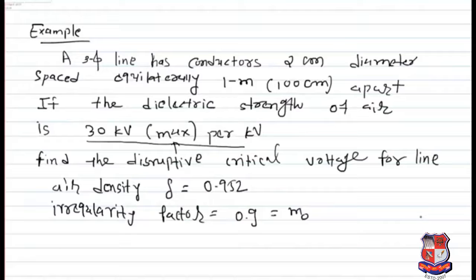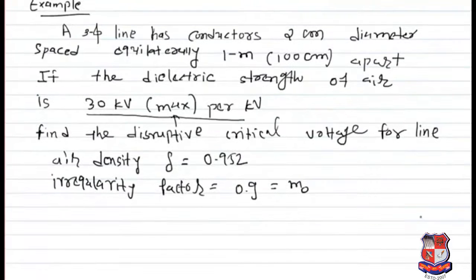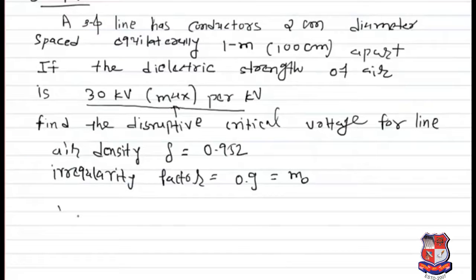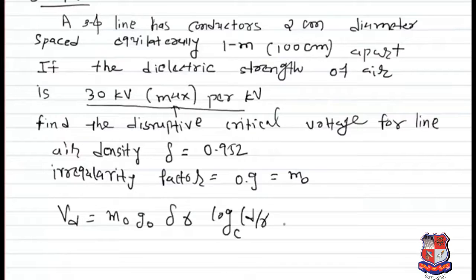Now we have the equation. What is the equation that we have seen? Vd equal to m0 g0 delta r log d by r base e, right? And the answer is in kilovolt per phase value, but we need this value as an RMS value.